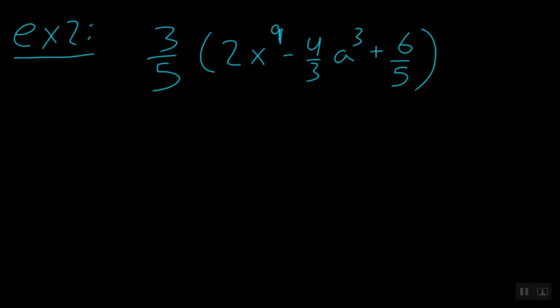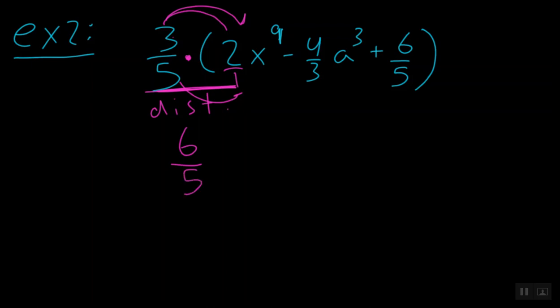Okay, here for example 2, we have 3/5 times 2x to the 9th minus 4/3 a cubed plus 6/5. Now, if you will recall, we want to begin this problem by recognizing that this number is right beside the parentheses, so it's being multiplied. And when we multiply it all the way through, we are actually going to be distributing. Okay? And so here we wanted to change our 2 into a fraction, 2 over 1. And so we have top times top, 3 times 2 is, of course, 6, over bottom times bottom, 5 times 1 is 5. X to the 9th, we just tack it on.